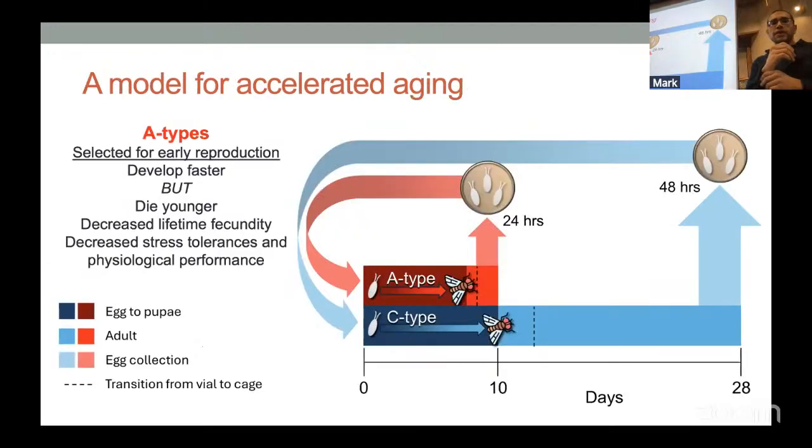So when we think about the A types, I sort of make the case that this is a model for accelerated aging, right? Where we're having the early reproduction, they develop quickly, and they have this early fecundity boost, but then they basically fall apart, right? So they die younger, decrease lifetime fecundity, stress tolerances, et cetera.